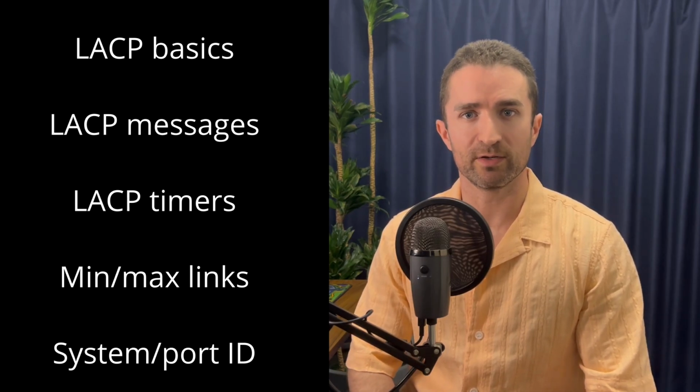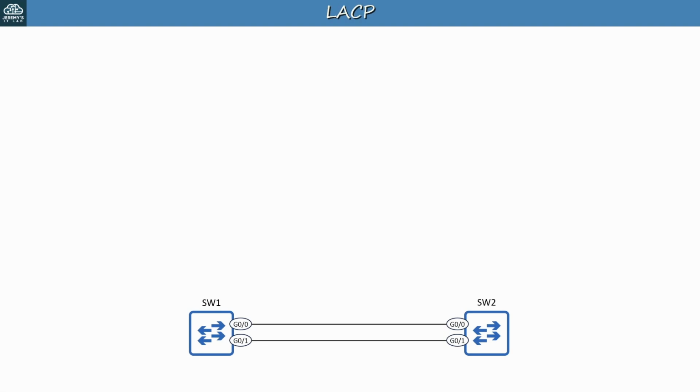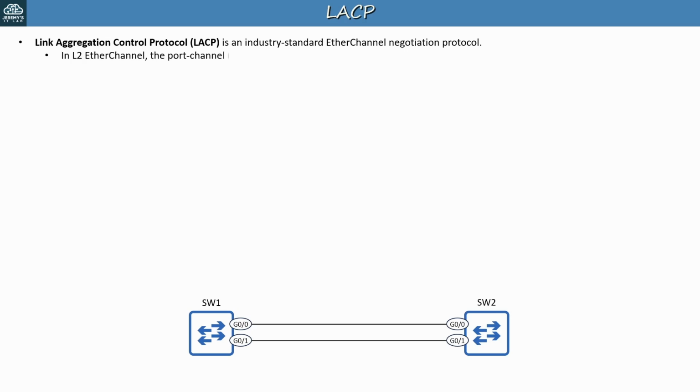Okay, let's get started. First, let's cover some basics. This will look very similar to the first slide of the previous video on PAgP. Link Aggregation Control Protocol, LACP, is an industry-standard EtherChannel negotiation protocol, combining multiple physical links into a single logical link. Like PAgP, it lets switches exchange information with each other, and then form an EtherChannel only if they both agree. The rules for the port channel's MAC address are the same as in PAgP.